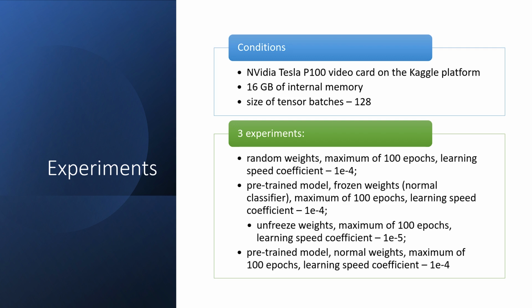The first experiment was used to train the model from scratch. The second experiment was used to fine-tune the pre-trained model by using the frozen weights, unfreezing them, and finishing training. The third experiment was used to transfer the pre-trained model to the new model.